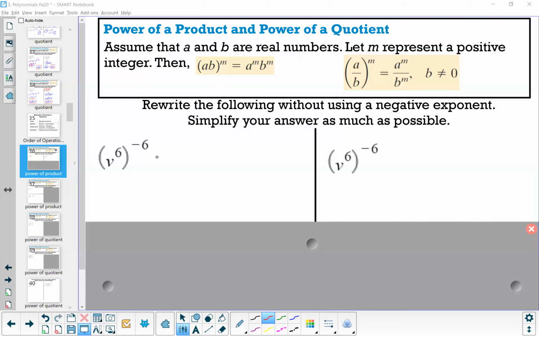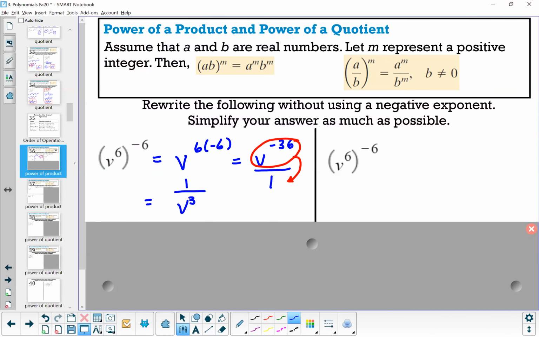So one way of doing this is just saying, well, equals v to the 6 times negative 6. And that gives me v to the negative 36. We know we're going to write our answer with a positive exponent. So we can say this is over 1, and we'll take v to the negative 36 across the fraction bar. So our final answer will be 1 over v to the 36th power.